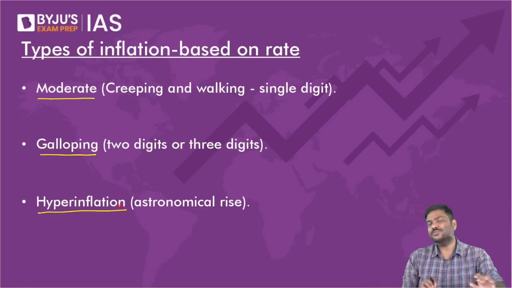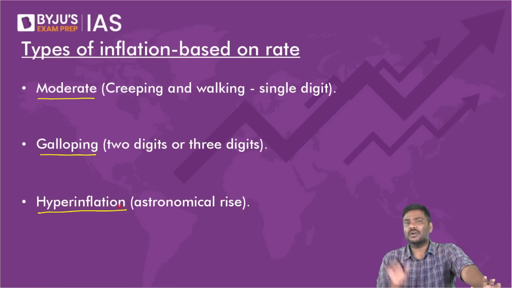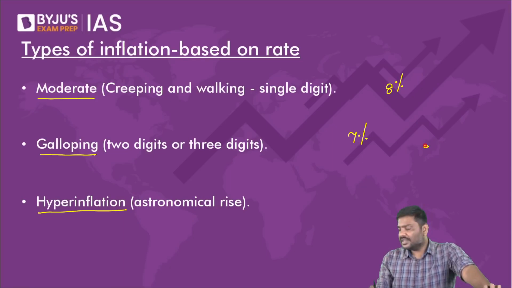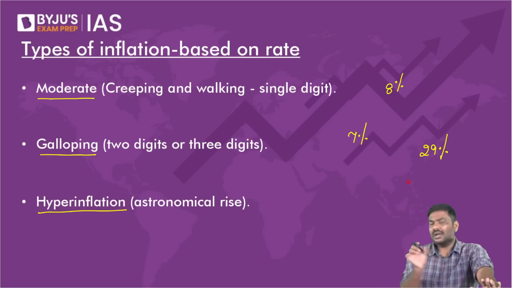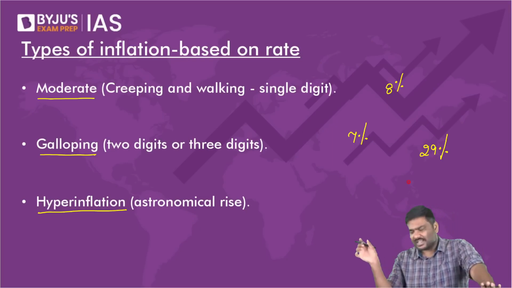If you're reading newspapers, don't you think very often you'll come across a number? They'll say the rate of inflation is 7%. Rate of inflation is 8%. Rate of inflation is 29%. Yes or no? Please do let me know. Do you come across these kinds of numbers in the newspaper?